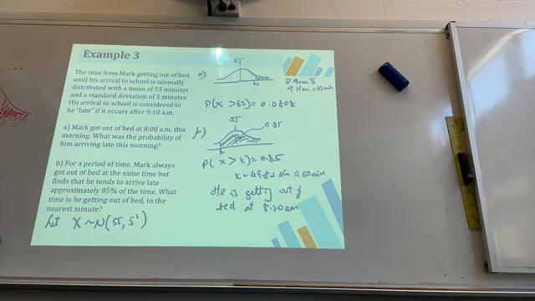Ni hao. For a period of time, Mark always got out of bed at the same time, but finds that he tends to arrive late approximately 85% of the time. What time is he getting out of bed to the nearest minute? Okay.